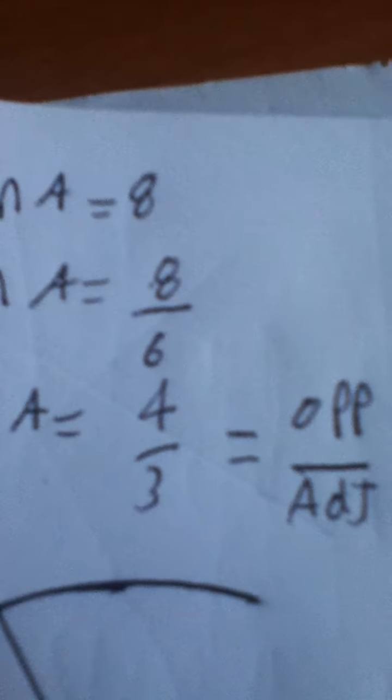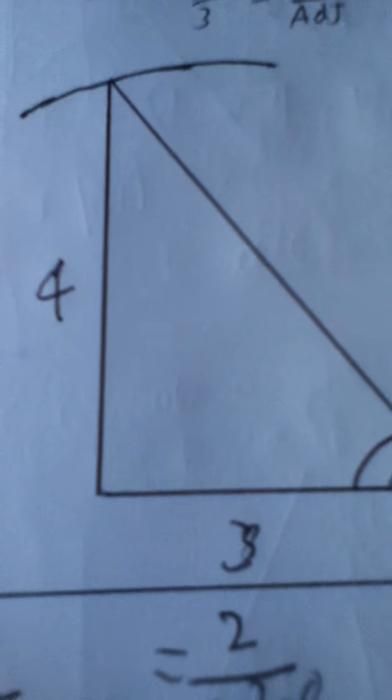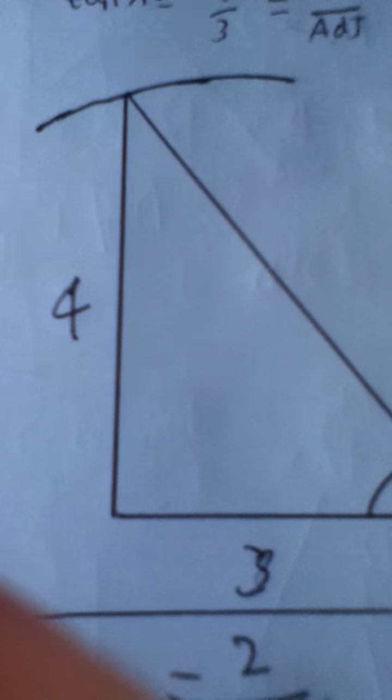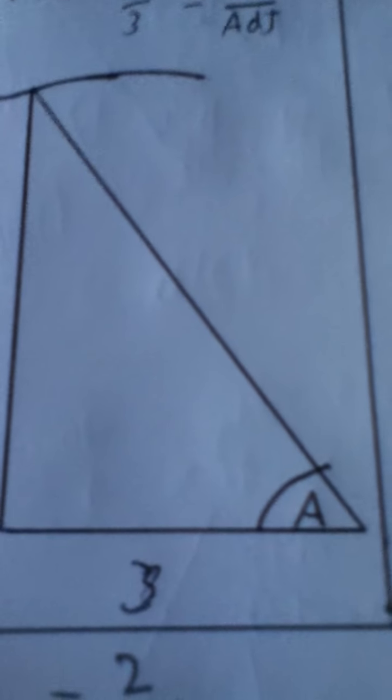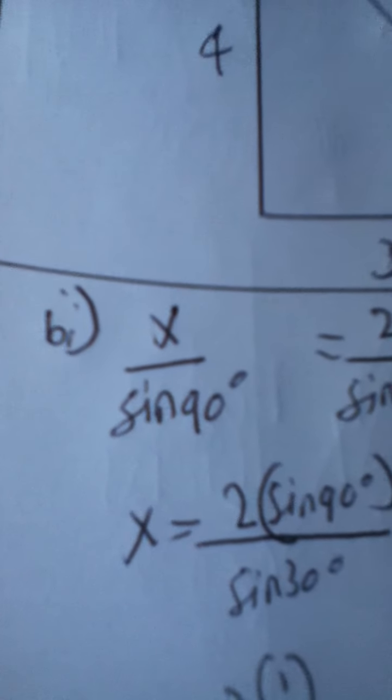And the question says construct, so you have to use your compass. If you create a side 3 centimeters, and open up your compass 4 centimeters, and then create an arc, you join 3 centimeters to the arc, and then create a triangle, and mark an angle A so it's opposite 4 centimeters.